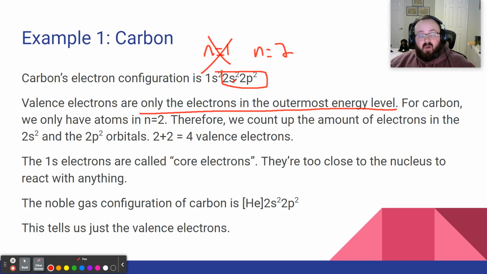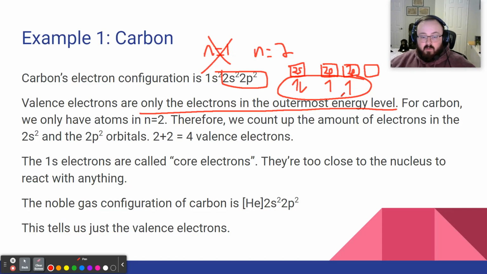But we now have these 4 electrons that are in the n equals 2 level. So we have the 2s, and we have the 2p electrons. So we have 1, 2, 1, 2. These 4 electrons are what we call valence electrons. This is how many valence electrons carbon will have.